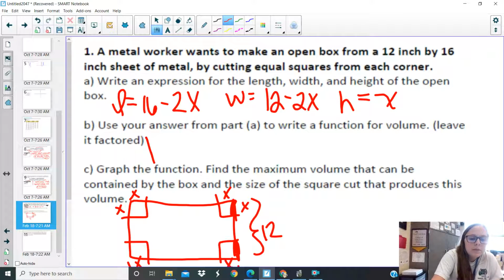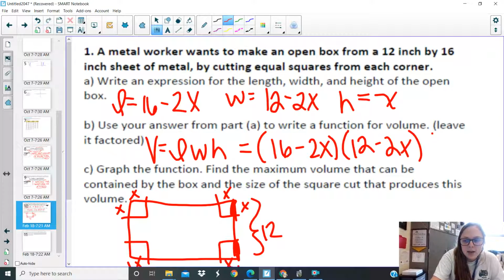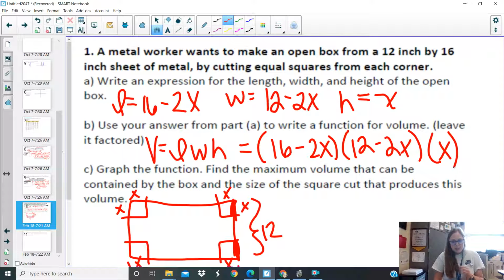The volume of a box like this is going to be the length times the width times the height. So our function for volume is going to be 16 minus 2x times the width, which is 12 minus 2x, times the height, which is just x. And then in part C, it wants us to graph that and find the maximum volume that can be contained by the box. So to graph it, we're going to go to Desmos.